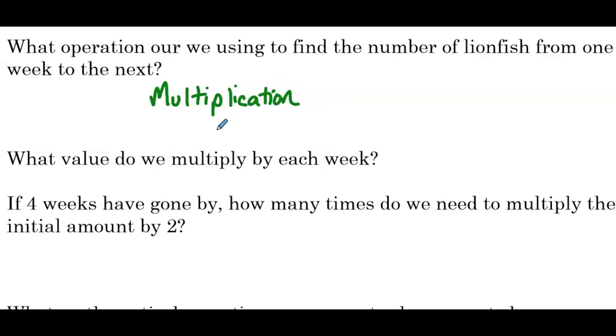And what value did we multiply? We multiplied by 2. Because the value doubled each week, right? 5 times 2 is 10, 10 times 2 is 20.